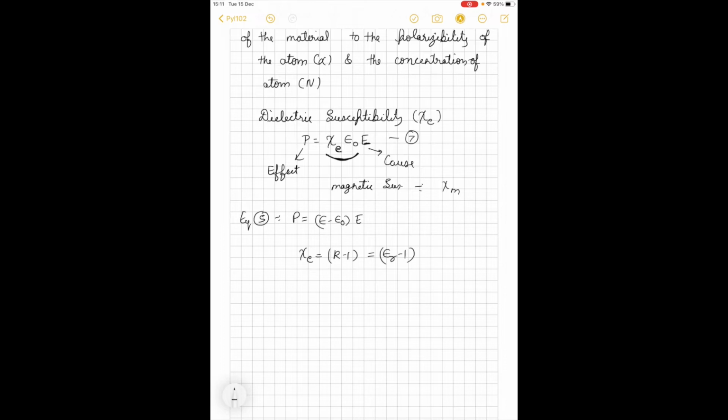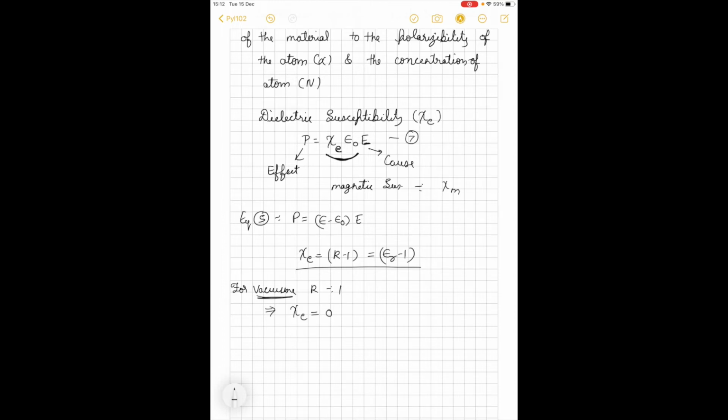This is a really nice expression because it tells us whenever k is equal to 1, chi E is equal to 0. What's the example? Let's say for vacuum, k is equal to 1. This implies that the susceptibility chi E is equal to 0. This is expected, right? Because there are no atoms or molecules in vacuum, so the susceptibility has to be 0.